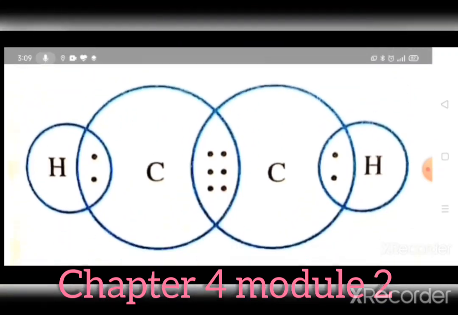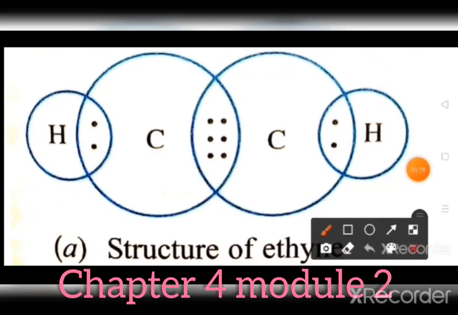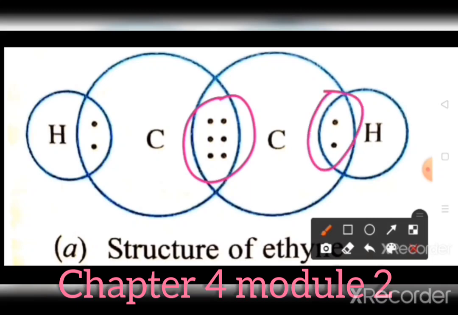So here 6 electrons are between 2 carbon atoms and 3 bonds are there, whereas in hydrogen sharing there are 2 electrons, one of carbon, one of hydrogen, like we have discussed before.